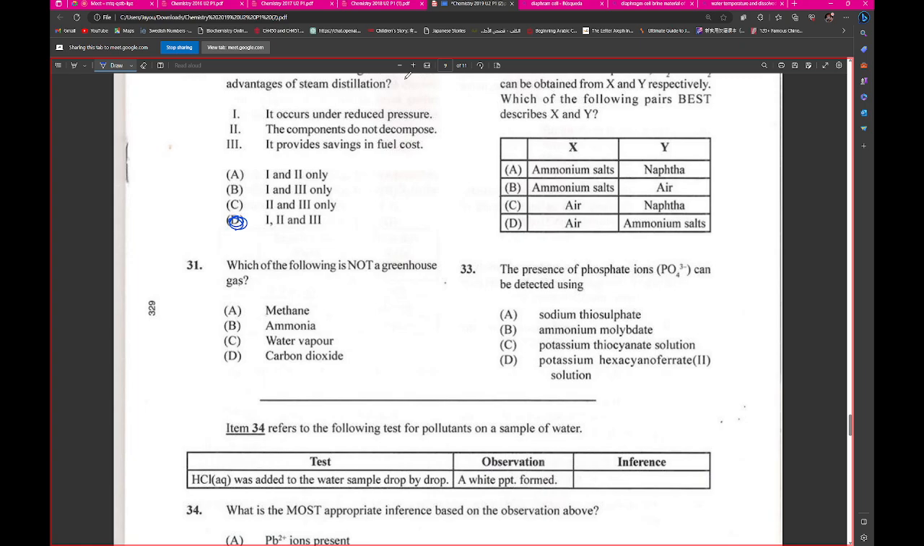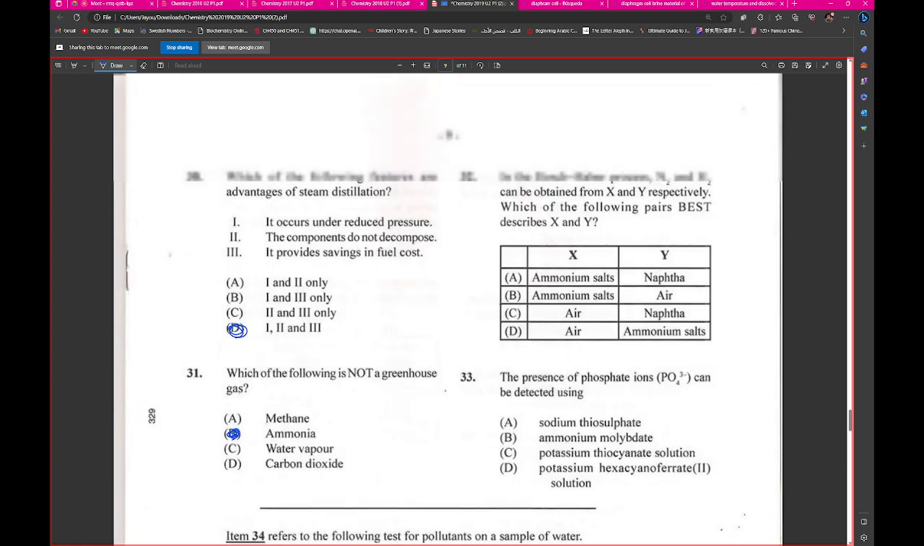The presence of phosphate ions can be detected using. Oh, sorry, I skipped that one. Right, so we're looking at this now. The Haber-Bosch process. N2 and H2 can be obtained from X and Y respectively. Which of the following pairs best describes X and Y? What would be the answer?